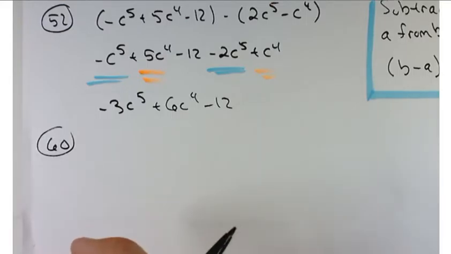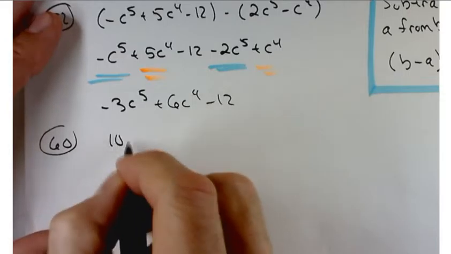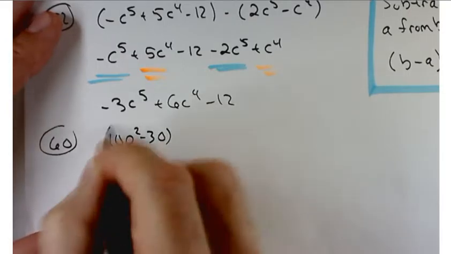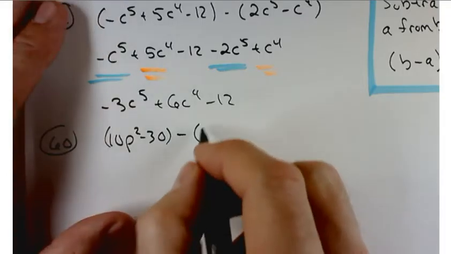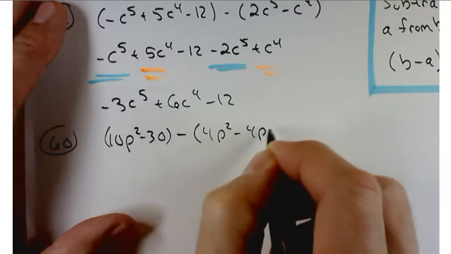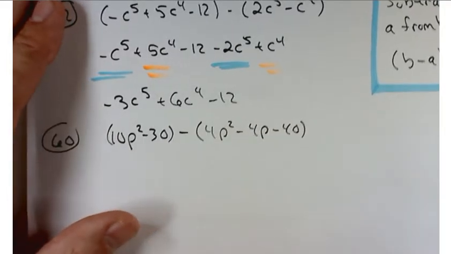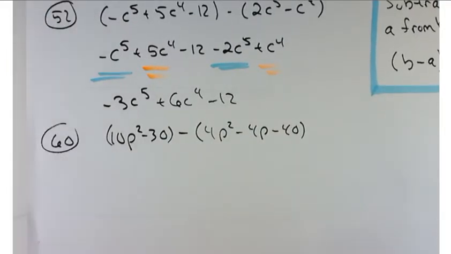So 10p squared minus 30 minus 4p squared minus 4p minus 40. Distribute the negative sign, clean things up a little bit.